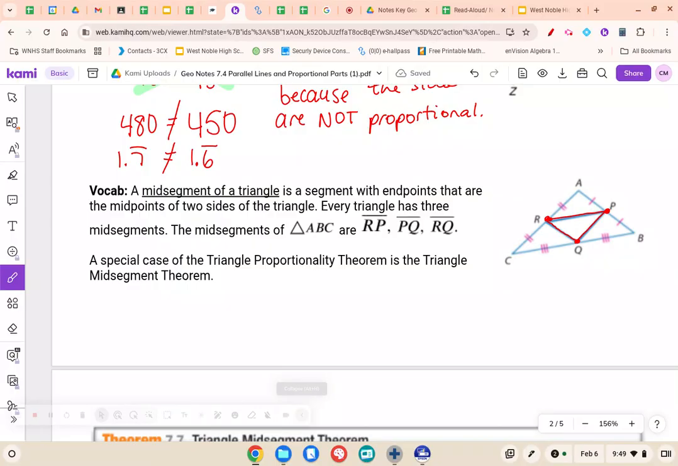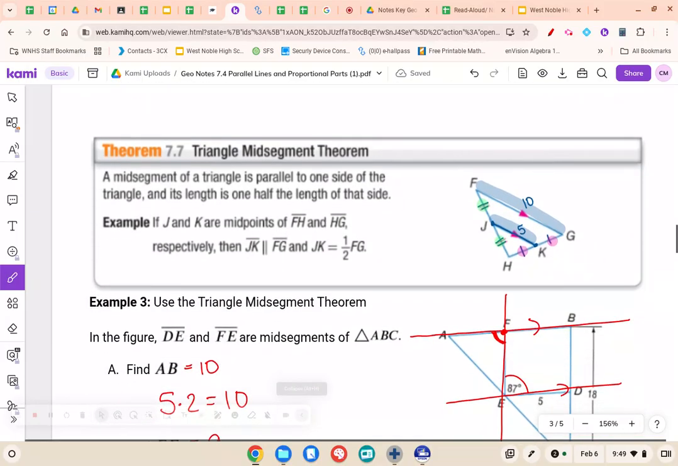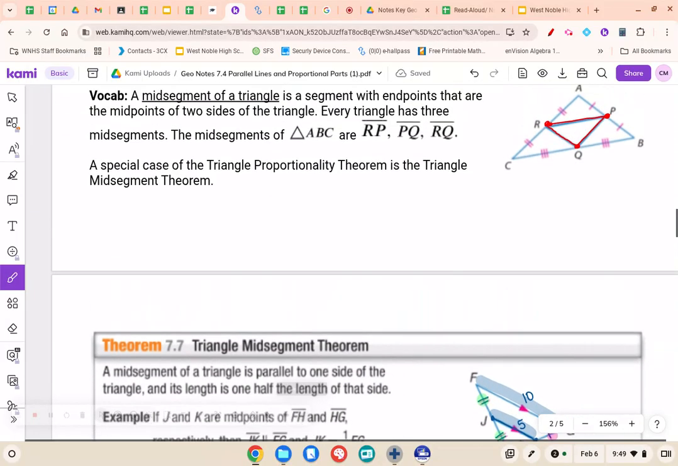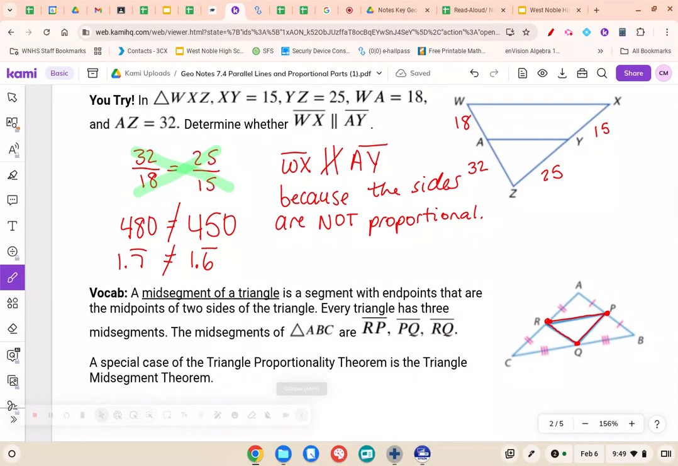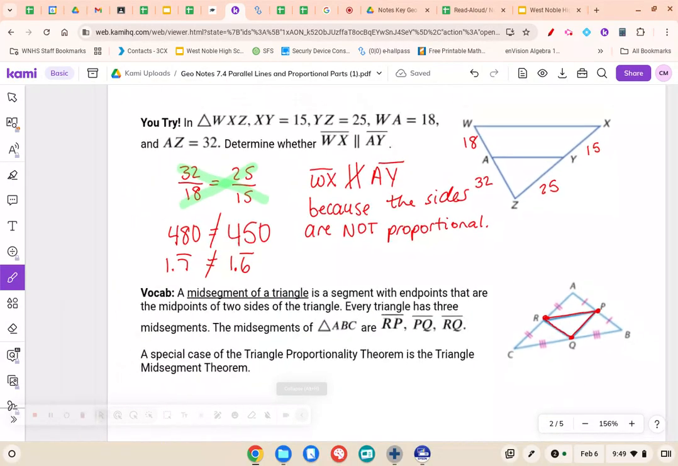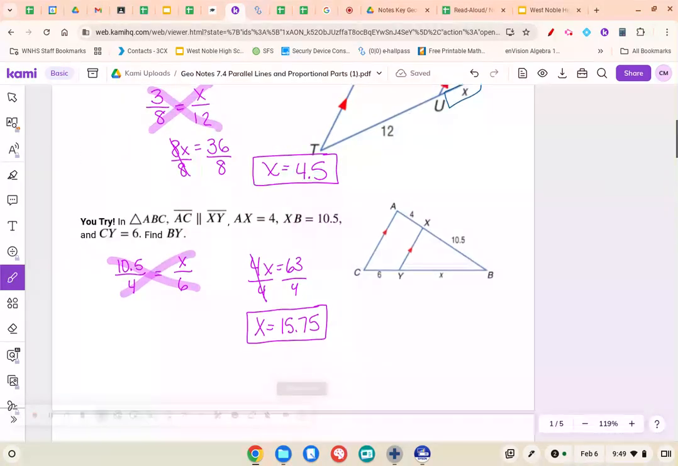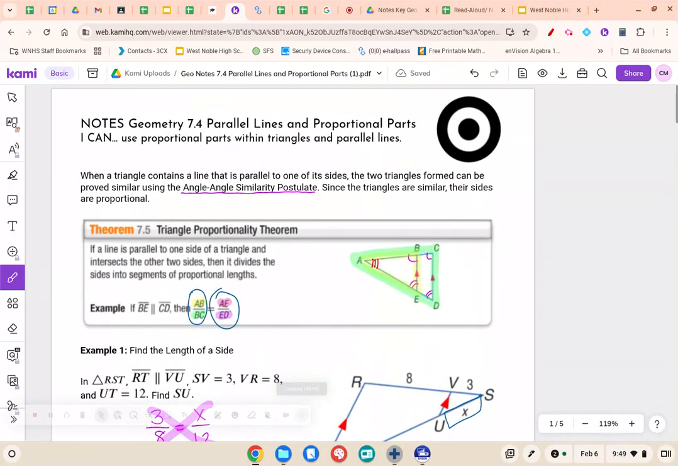A special case of the triangle proportionality theorem is the triangle midsegment theorem, which we will get to in the next lesson, so we'll leave you on a little bit of a cliffhanger there. If you have not gotten fairly far on the 7.3 delta, I would work on that with the rest of your time. Or if you're decently far, you can start working on the 7.4 worksheet, which is another page away.